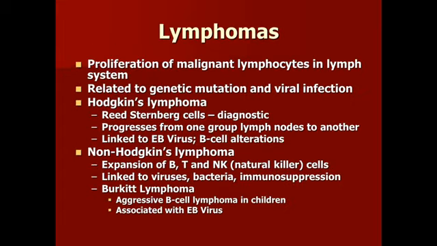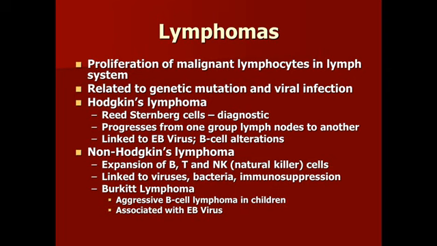Lymphomas are also part of the alterations in the hematopoietic system. With a lymphoma, you have the proliferation of malignant lymphocytes in the lymph system. So that's where the lymphoma is occurring. Most of these are due to either genetic mutations and or a viral infection. The two big buckets of lymphomas include Hodgkin's lymphoma and then non-Hodgkin's lymphoma. So those are the two biggest classifications.